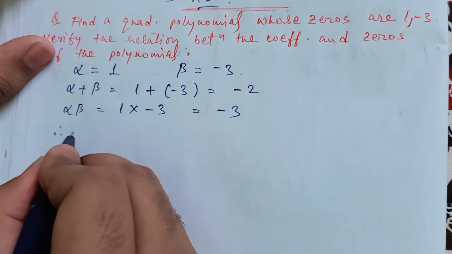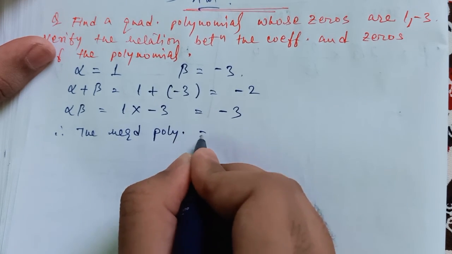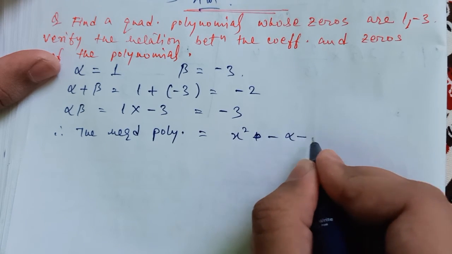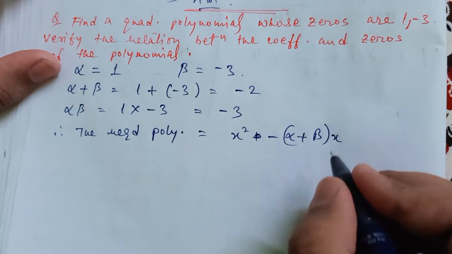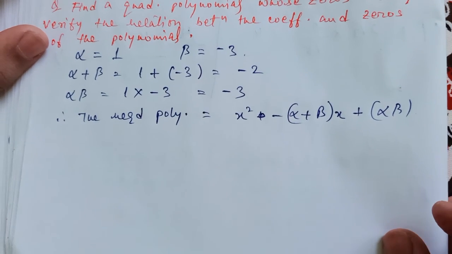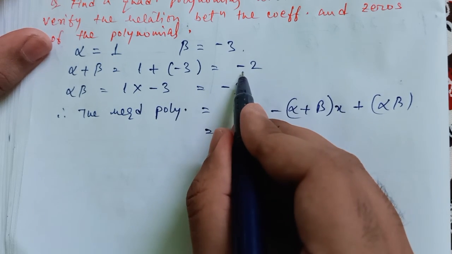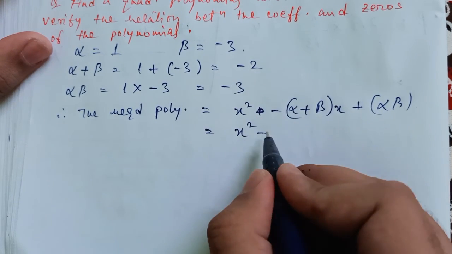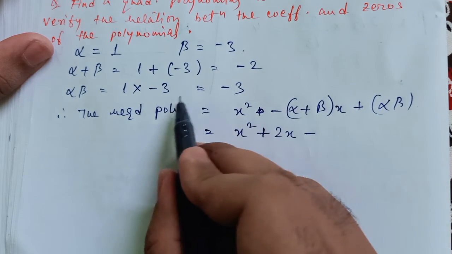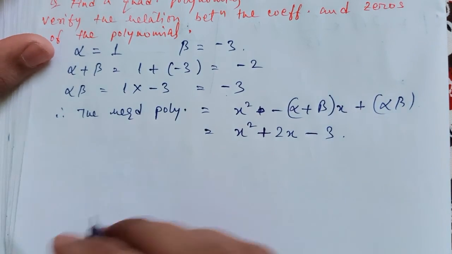So what will be the polynomial? The required polynomial will be x square minus alpha plus beta into x plus alpha beta. This was the form. Just put the values over here. Alpha plus beta is minus 2, so minus and minus will be plus, so 2x, plus minus 3, that is minus 3. So x square plus 2x minus 3 is the required polynomial.